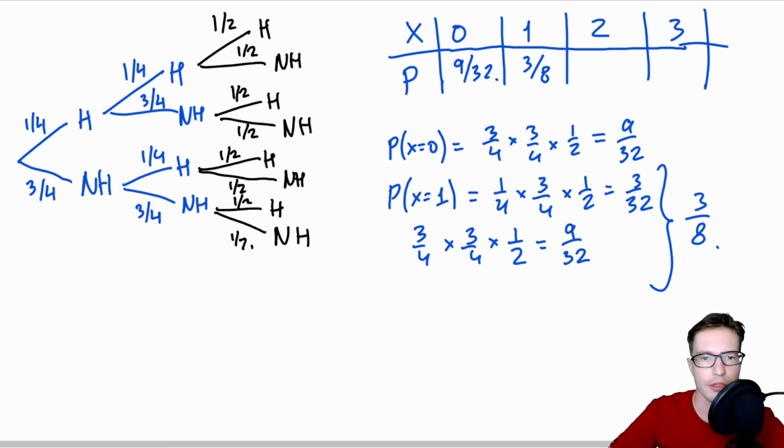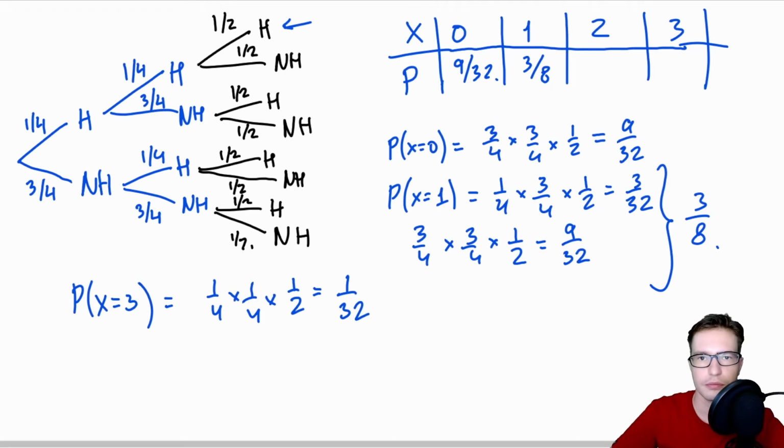Now let's keep x equals 2 and go to x equals 3. So 3 heads can only happen in one way. It's 1/4 times 1/4 times 1/2. 1/32. And to find the probability that x equals 2, I will subtract all other probabilities from 1.